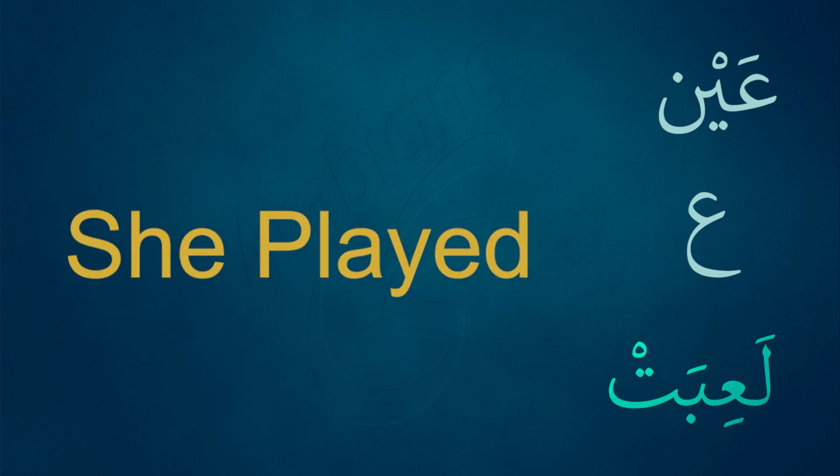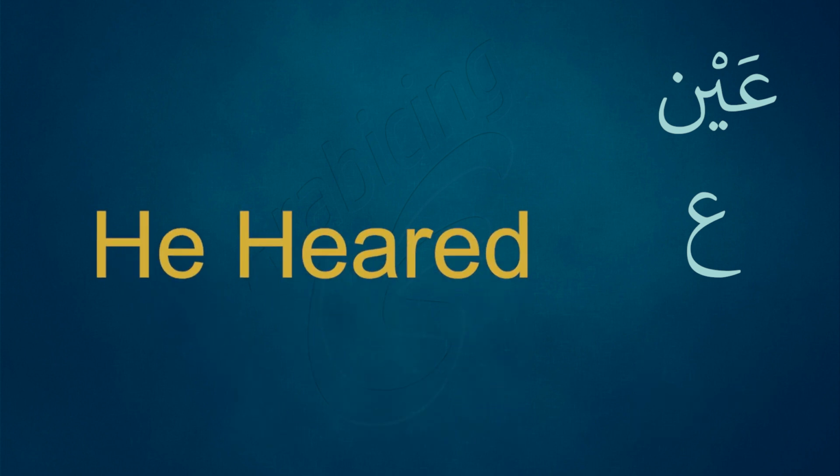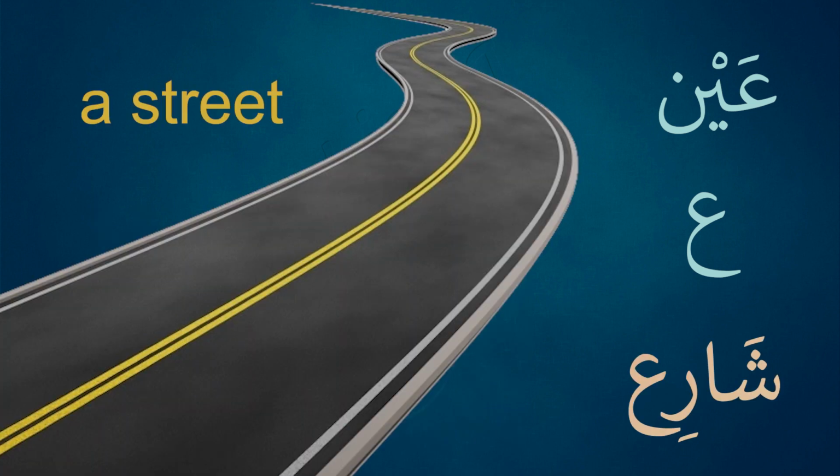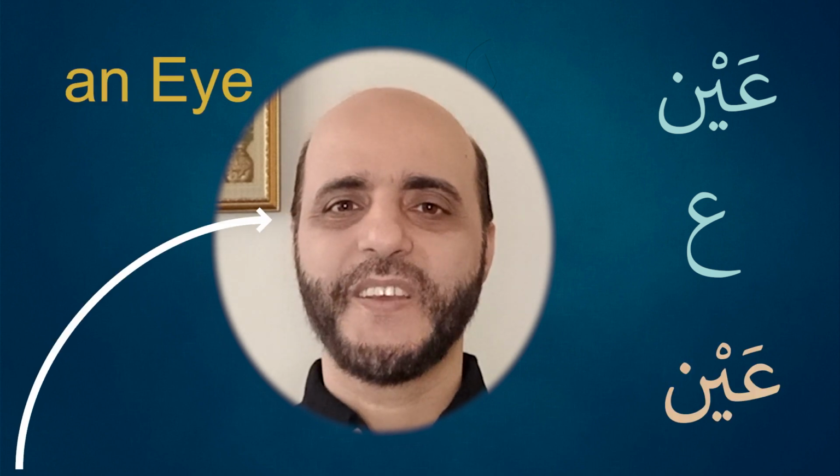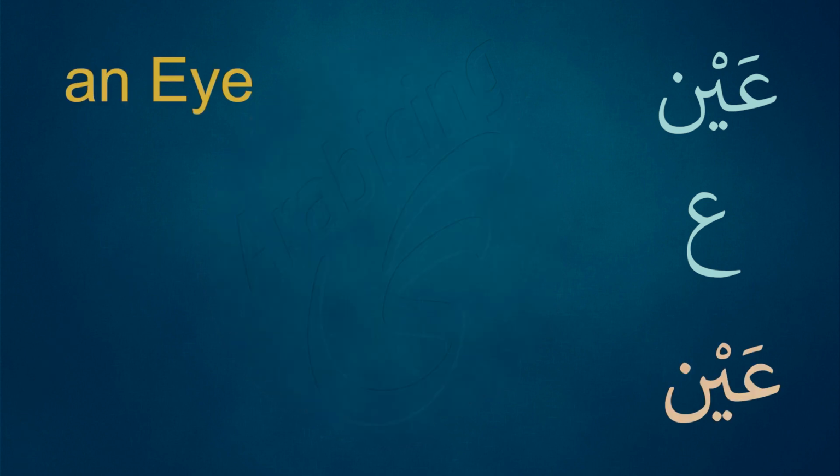So how we can find the letter ayn? This is لعبت, which means she played. سمع, which means he heard. شارع, which means a street. And the letter in first place is our letter name, ayn. This word has many meanings. One of the popular meanings is this one, ayn, which means an eye.